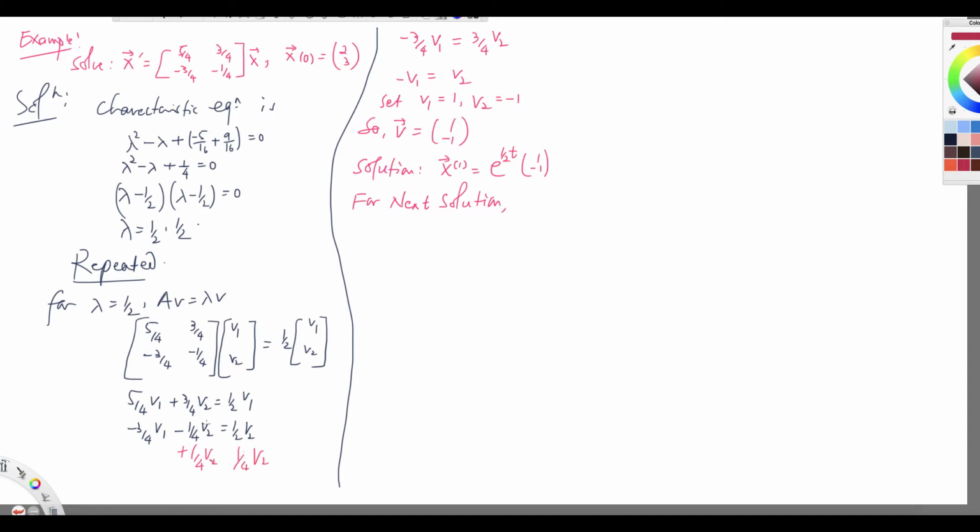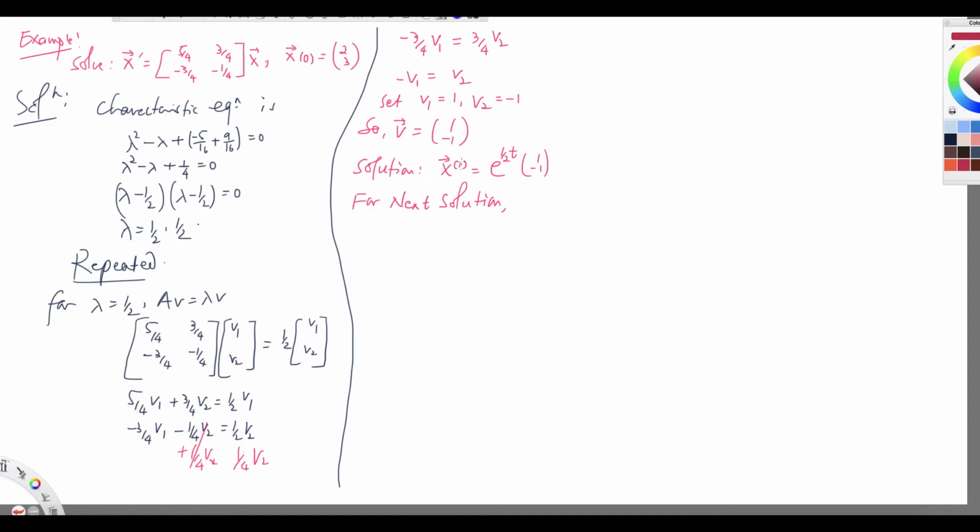So what do you get? You cancel out that, right? So negative 3/4 V1 equals 1/4 plus 1/2, which will be 3/4, because 1/2 is 2/4, plus 1/4 will be 3/4 V2. So negative 3/4 V1 equals 3/4 V2. So I multiply both sides by 4/3, or divide both sides by 3/4. You get negative V1 equals V2. If you take V1 equals 1, you will get V2 equals negative 1. So the eigenvector is (1, negative 1), right?